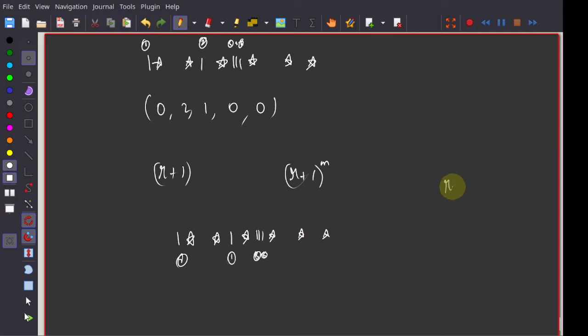My claim is that this is equal to R plus M choose M, which is also equal to R plus M choose R. So correct. Yes. Exactly. So of course you have to choose M different things. But what are you basically choosing it out of?